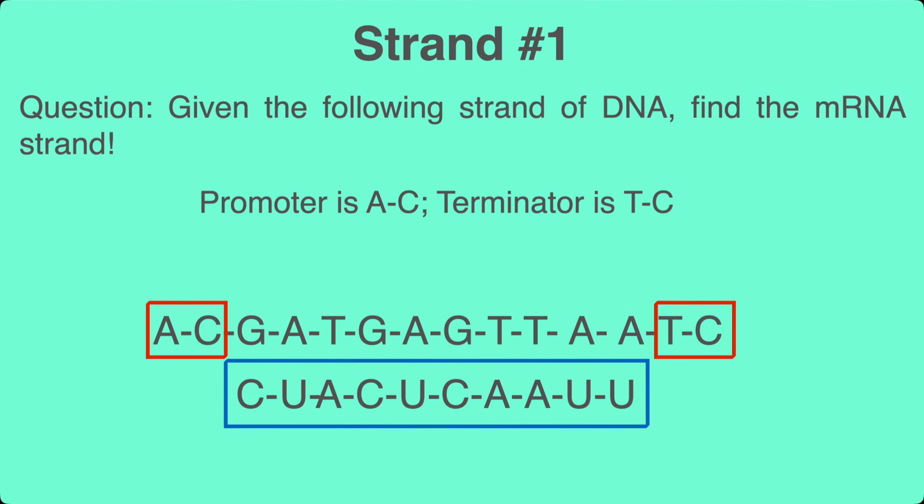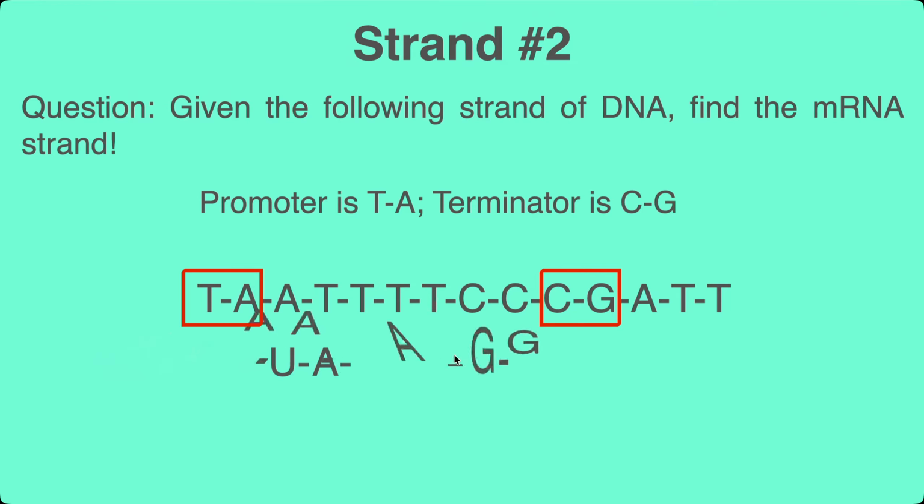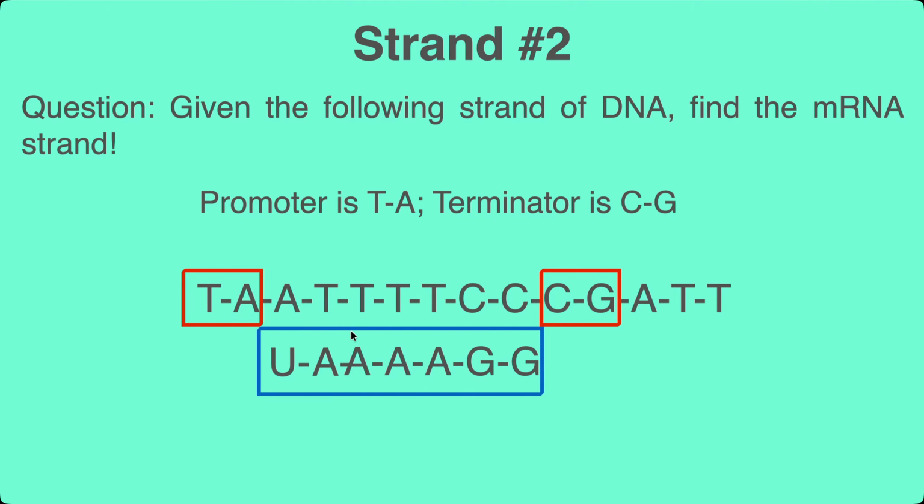We're going to do a second one. See if you can do it on your own. Again, we've got a promoter, TA, terminator, CG. So I always say put a box around it, put a box around your terminator. Notice this isn't even going to be coded for anything. If the promoter is TA and the terminator is CG, the very first time you see a CG, that's where we stop here. So now let's keep going. A goes with U. Remember, it's RNA. T goes with A. And we have a lot of A's and a lot of G's. This is our RNA.